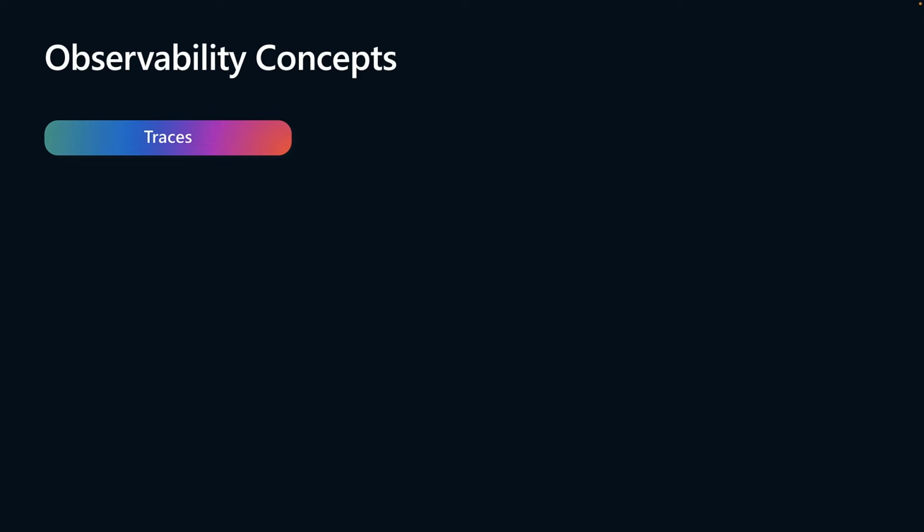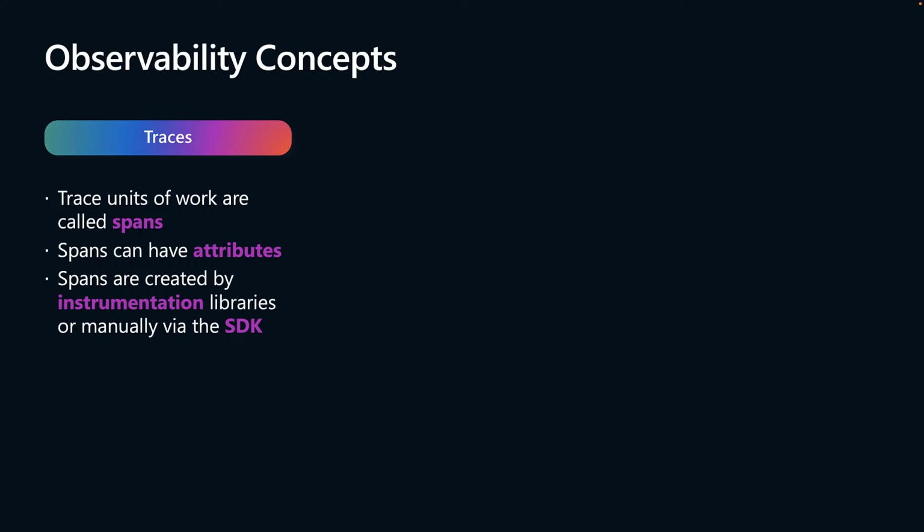So the three things you get from instrumentation are traces, metrics, and logs. Traces are really the most core concept with OpenTelemetry. It represents a unit of work, and that is called a span. So for a trace, you would have one or many spans. Each span can have attributes, which are information or additional properties of what was happening for that particular call. Spans are created by instrumentation libraries or manually via the SDK, and then nested.